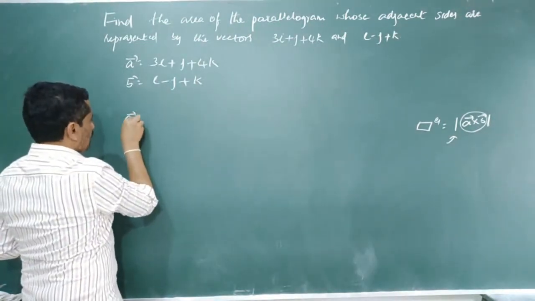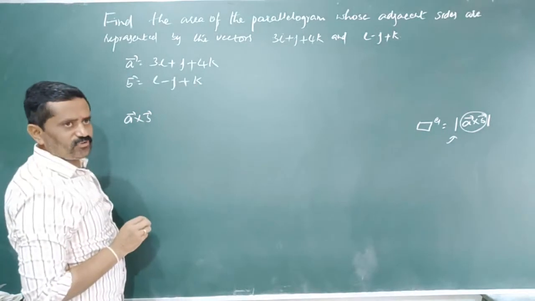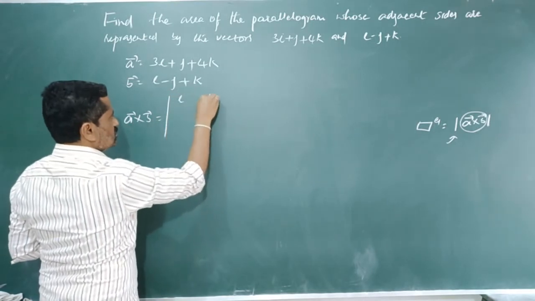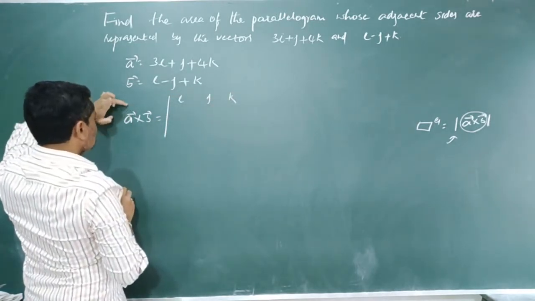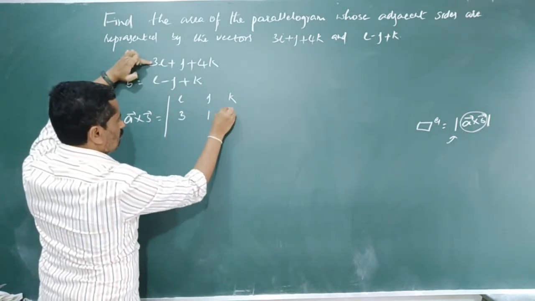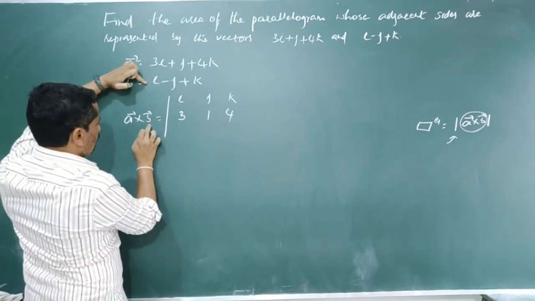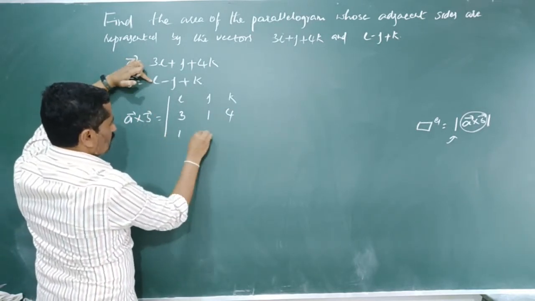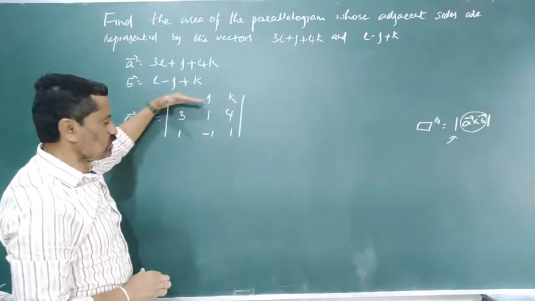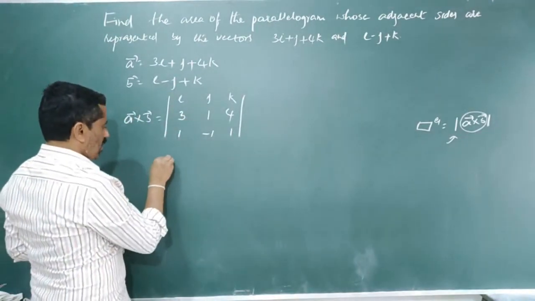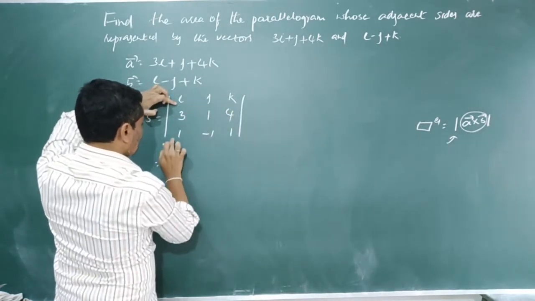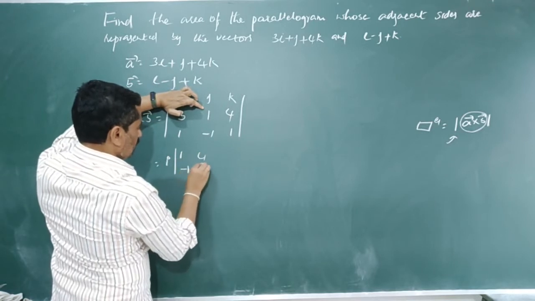Therefore a bar cross b bar, that is the cross product of two vectors, is equal to the determinant of i j k. Write the scalar components of vector a, that is 3, 1, 4. Again write the scalar components of vector b, which are 1, minus 1, 1. Now expansion of the 3 by 3 determinant, expanding through the first row, that is equal to i into the determinant of, deleting this entire row and column, 1, 4, minus 1, 1.